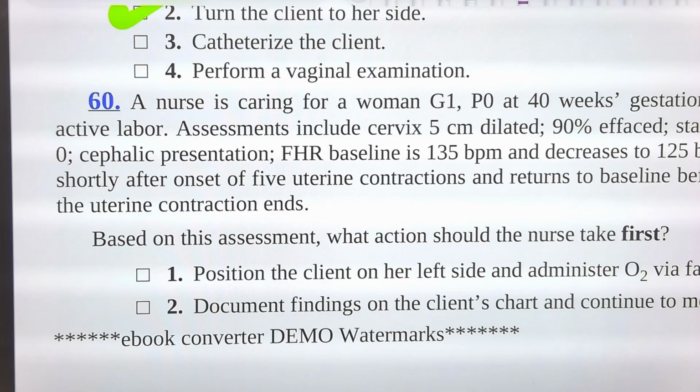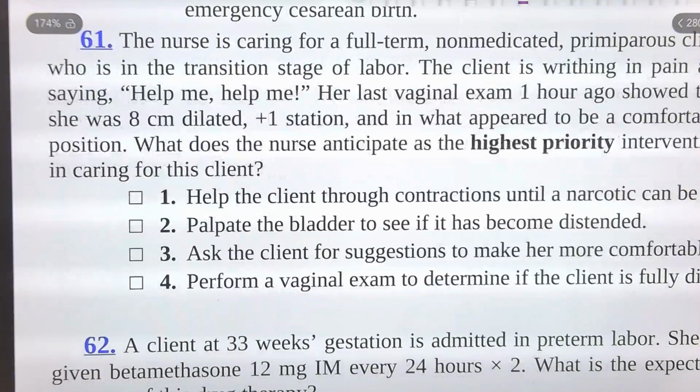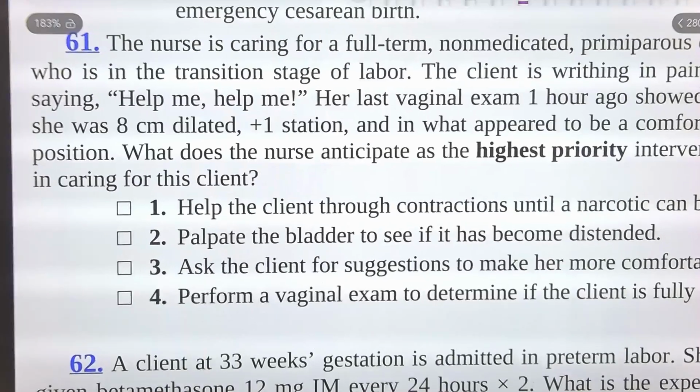So all this data shows early decelerations. So that is normal. So इसलिए हम normally इसको document करेंगे और monitor करेंगे. No need to intervene. Now let's read the 61 question.